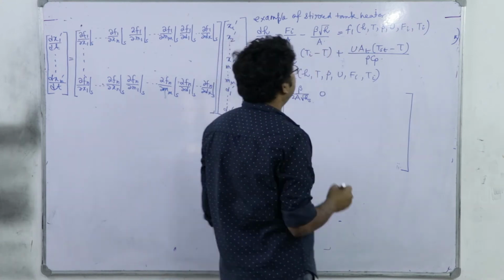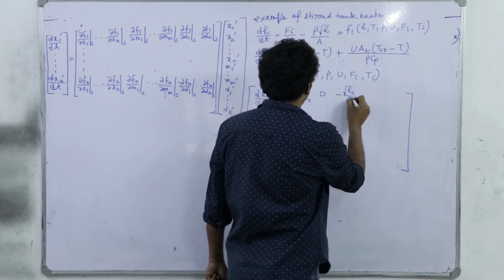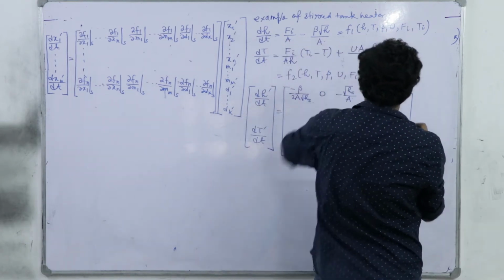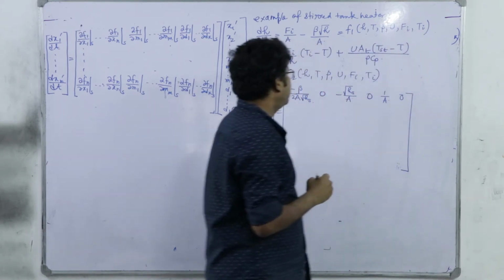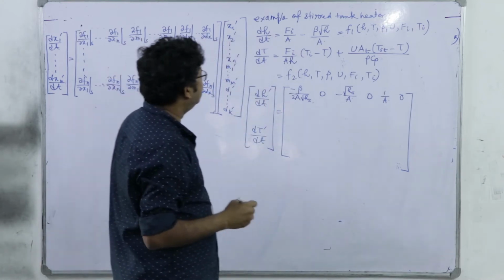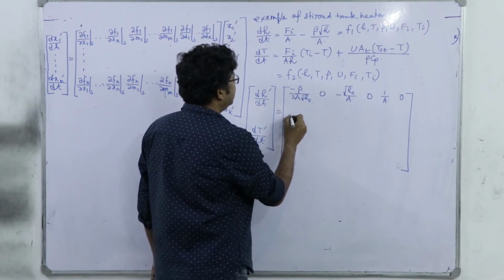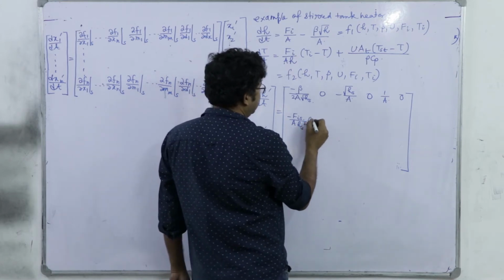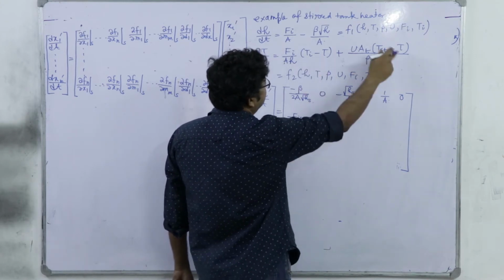Derivative with respect to T is 0. Derivative with respect to beta is minus root Hs by A, right? Derivative with respect to U is 0. Derivative with respect to Fi is 1 by A. Derivative with respect to Ti is also 0. And for the second, the derivative with respect to H is minus Fis divided by A into Hs square into Tis minus Ts, right, and there is no other H.